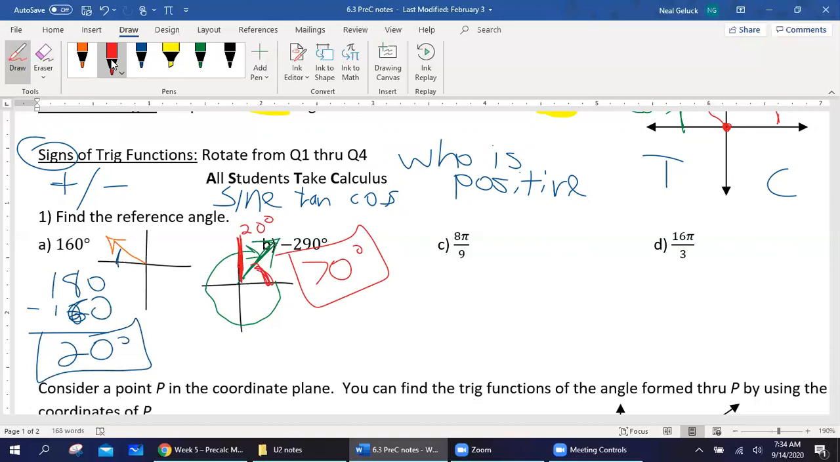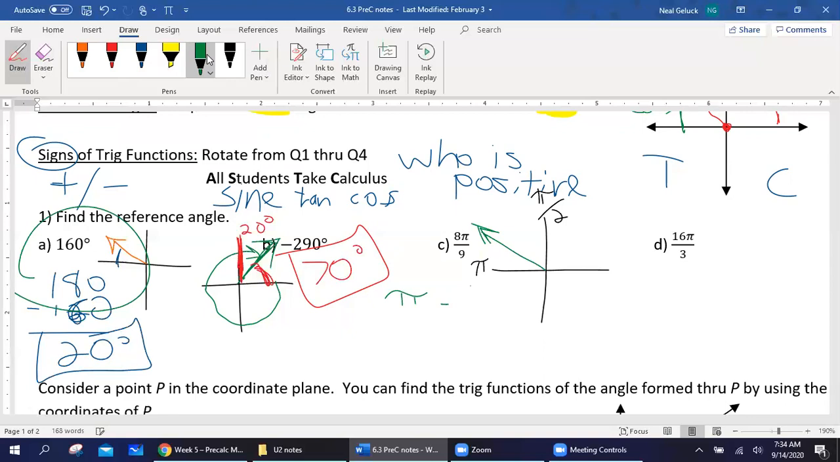On letter C, I'm in radians now, so we're going to answer in radians. Remember that a half circle is pi radians. A quarter of a circle is pi over 2 radians. 8 over 9 is in between those two numbers. So 8 pi over 9 must be somewhere over here. Kind of like we did on the first problem, but in radians, I'm going to take pi radians and subtract off 8 pi over 9. That would be 9/9 minus 8/9. So 1 pi over 9 would be that little reference angle.